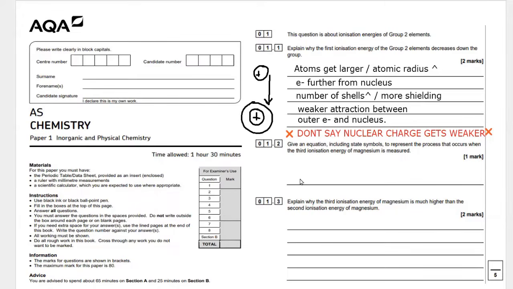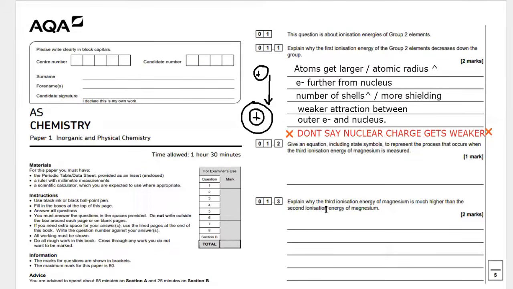But despite the increase in nuclear charge, which should hold those electrons more strongly, we get an increase in shielding, so that nuclear charge is kind of blocked by those shells of electrons. The outer electrons aren't feeling it as much, and also those outer electrons are further from the nucleus. So make sure you say weaker attraction. You can say weaker electrostatic force of attraction if you want to be super technical, but there we go.